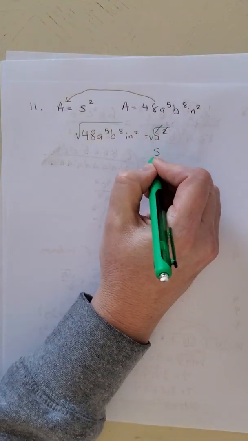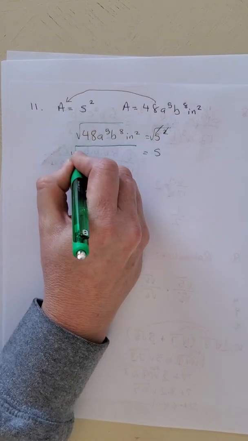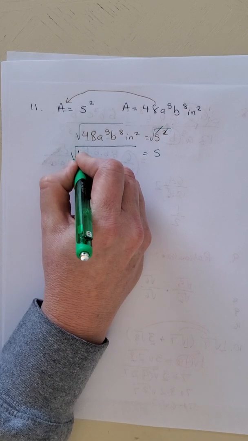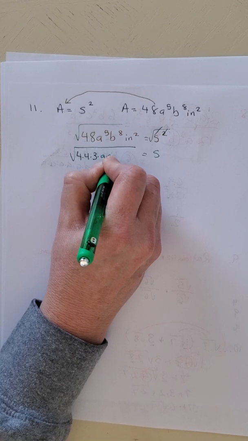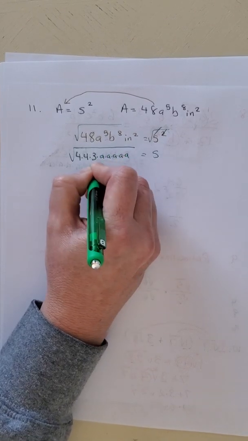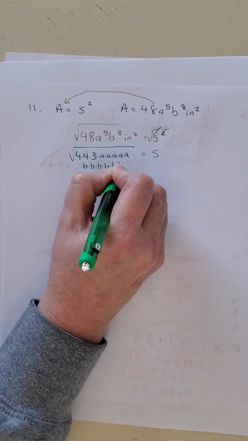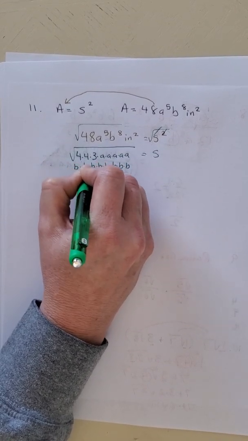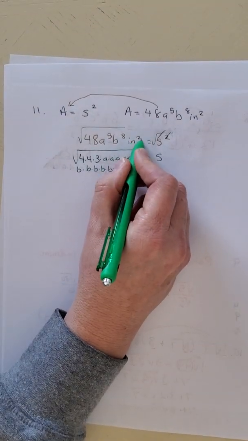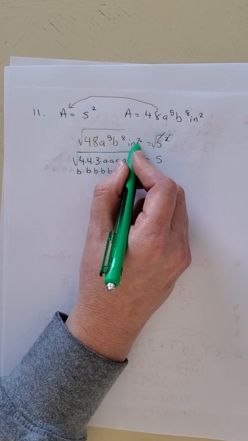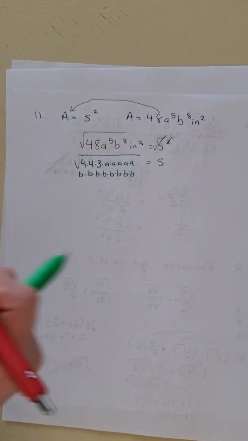And I get that the side equals, the square root of 48 is not a perfect square. It is 4 times 4 times 3, and then a to the 5th, b to the 8th, remember this is all under my radical, 1, 2, 3, 4, 5, 6, 7, 8. And then I even have inches times inches, right? And the square root of inches squared is inches.